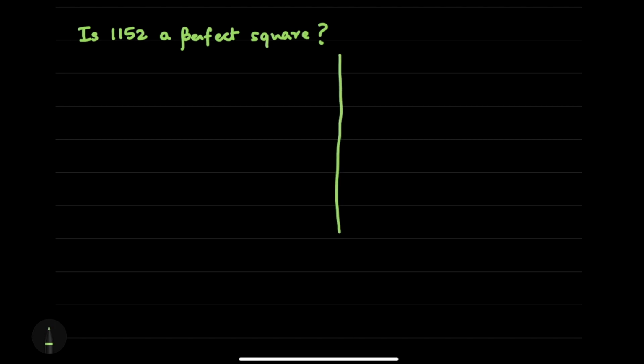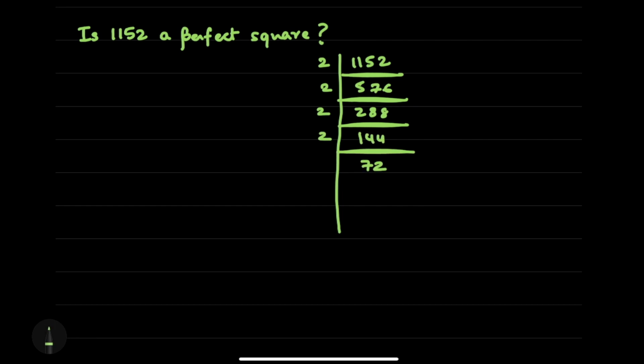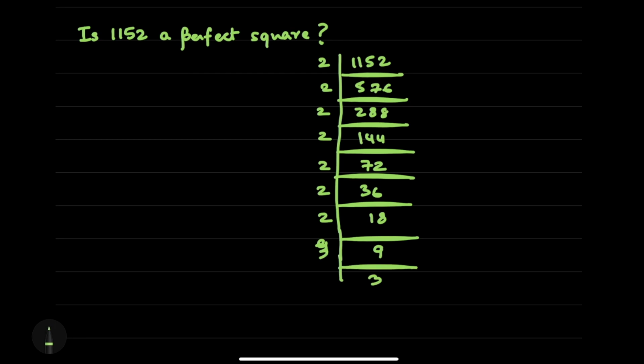Now let's do an example that might come in the exam. Okay, so let's take a big number. Is 1152 a perfect square? So what's the first step? We'll do the prime factorization. 1152 divided by 2 is 576, and 2 again, we have 288, and 2 again, we have 144, 2 again, we go to 72, 36, 18, 9, 3, and 3 again.